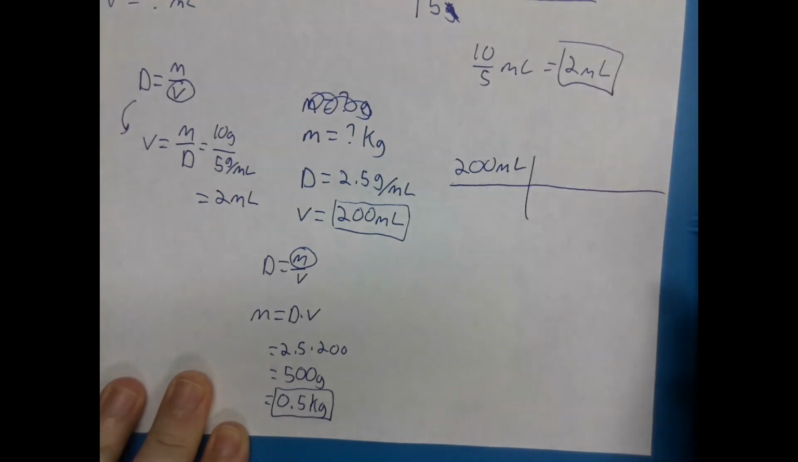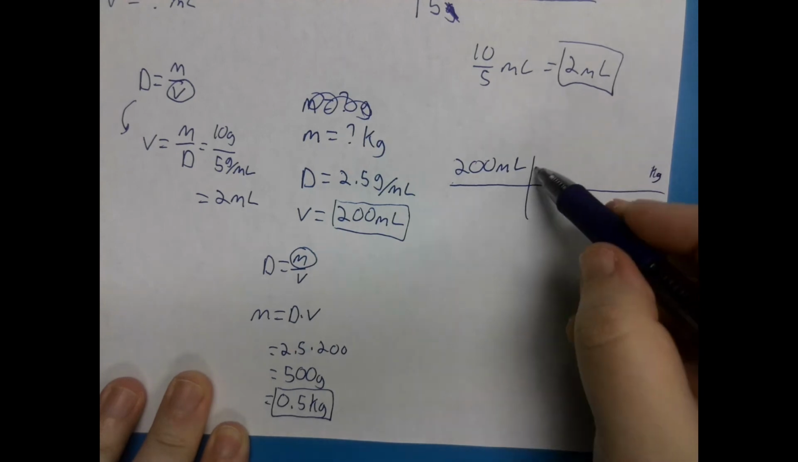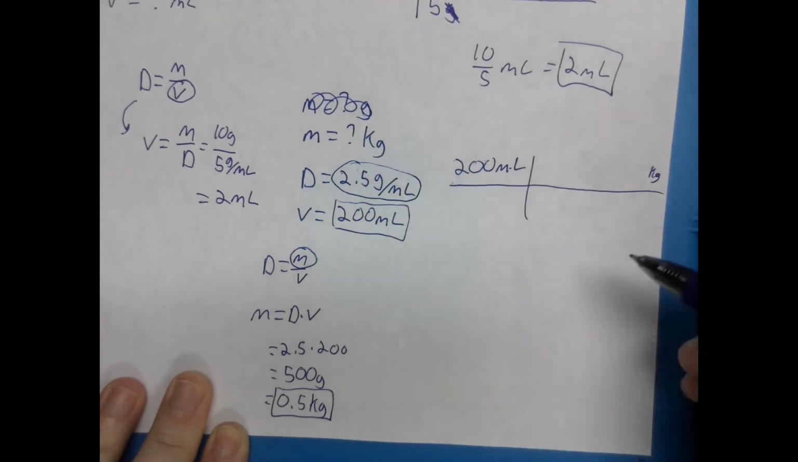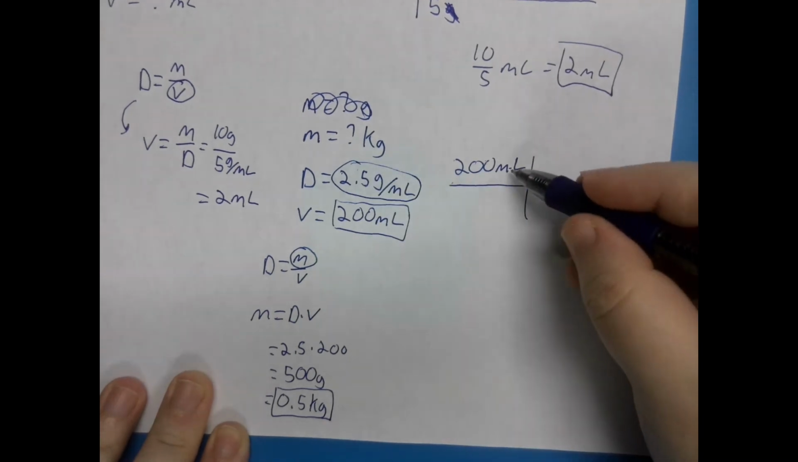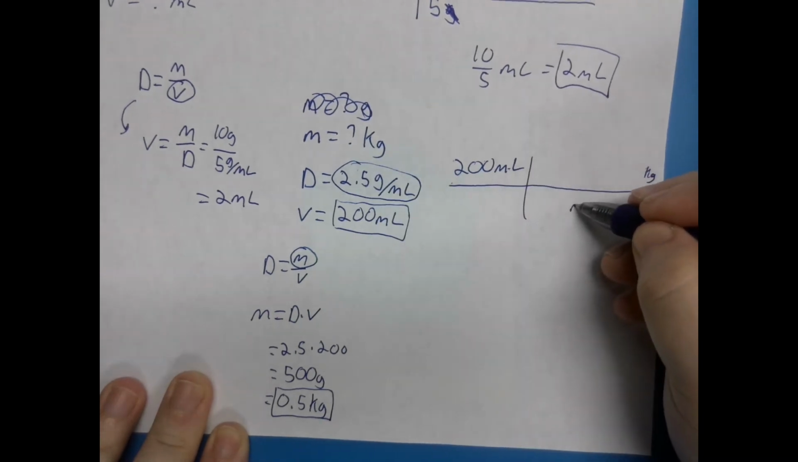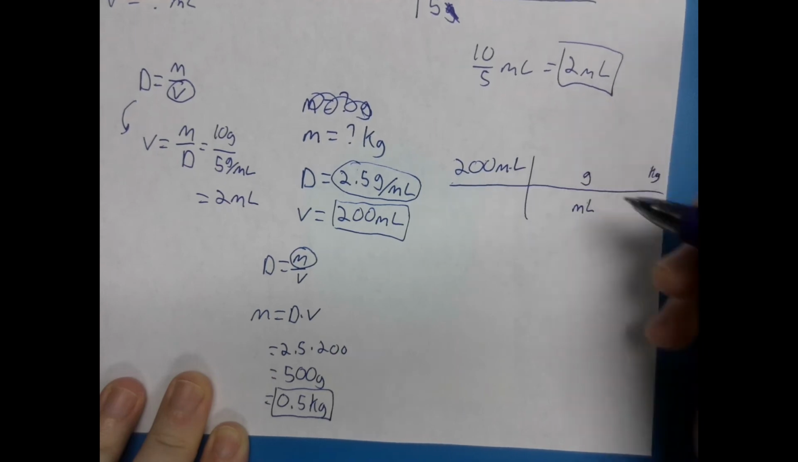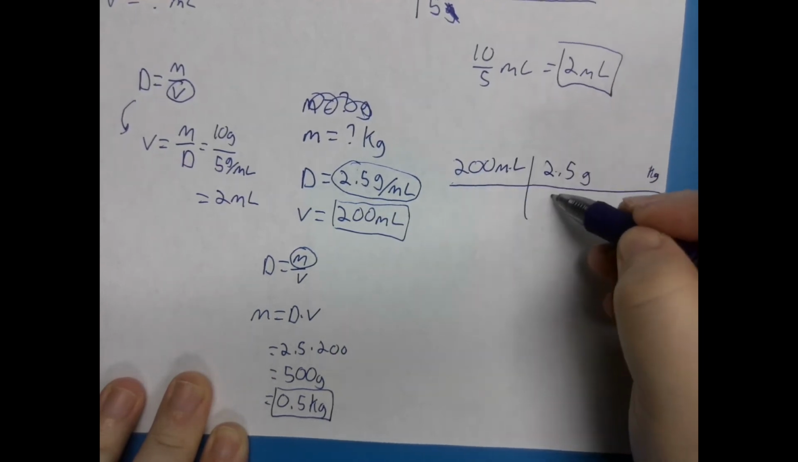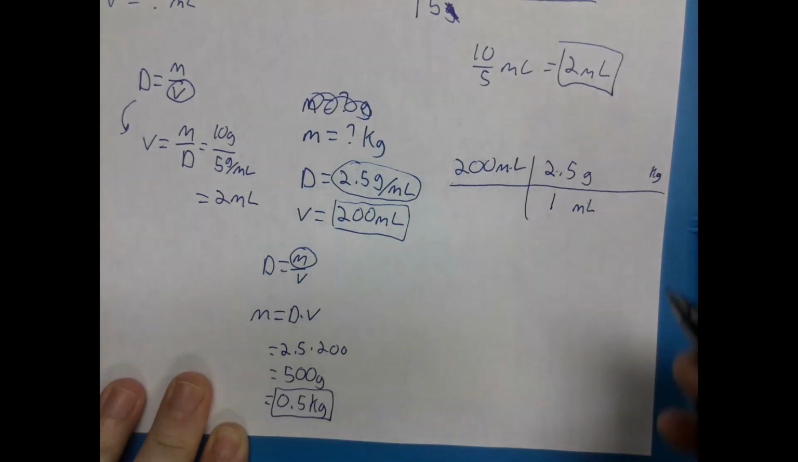And I want my answer somewhere over here in kilograms. So first I'm going to convert this into grams by using this ratio. I want milliliters to cancel out, so I'm going to put milliliters up here and grams on top. So it's 2.5 grams per 1 milliliter.